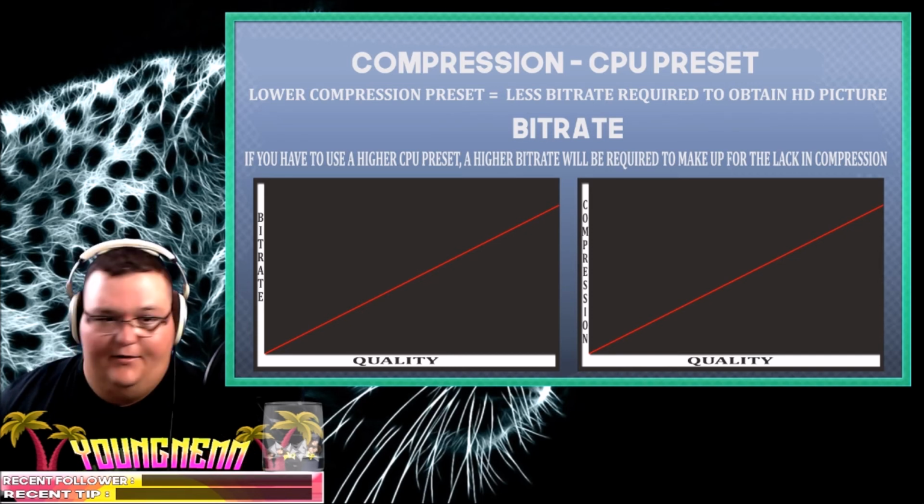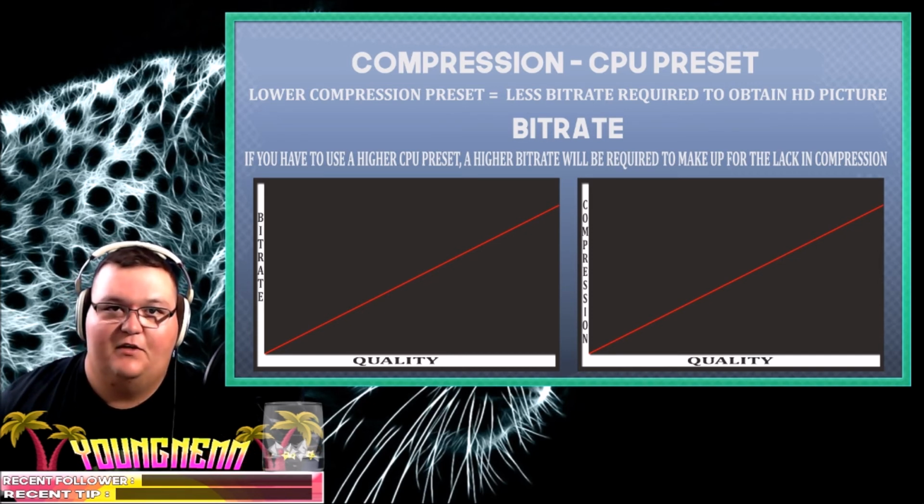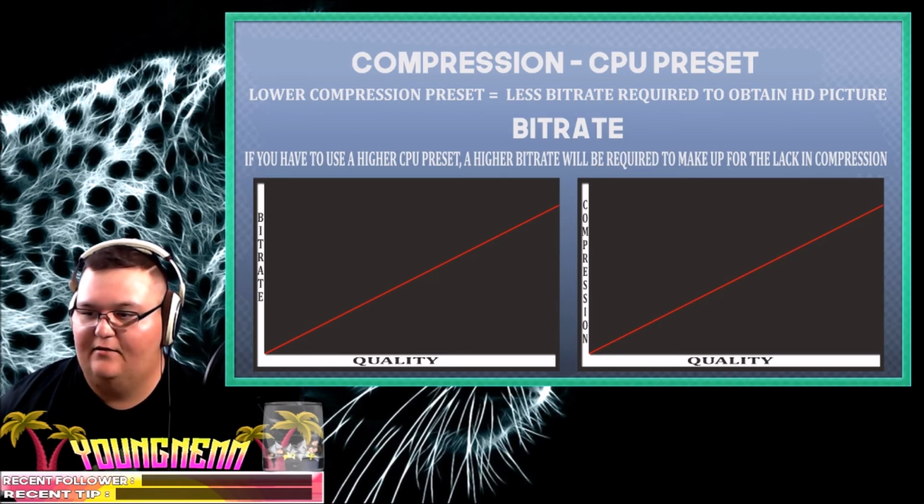I guess my point is, at all times you want to be as low on that list as your CPU can realistically go. If you're getting high encoding errors on OBS and it's telling you to turn your preset down, you're doing something wrong.